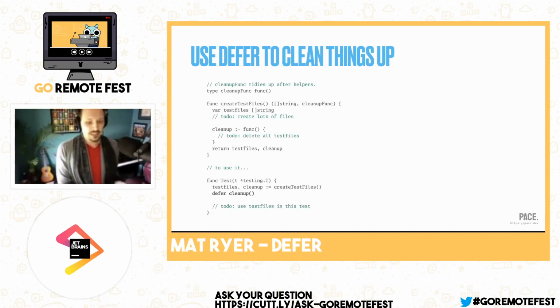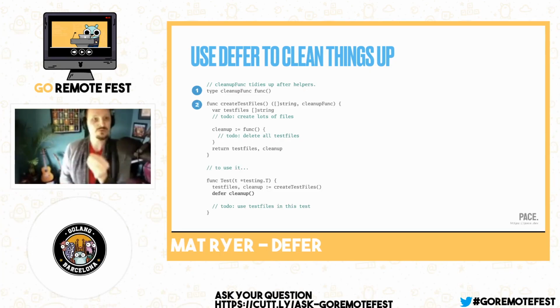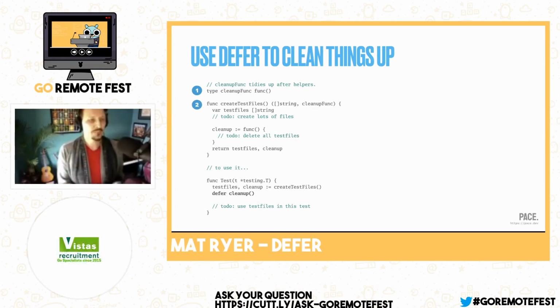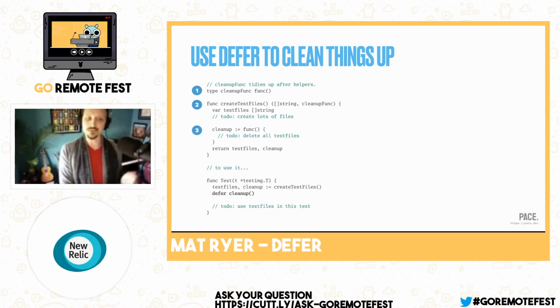You can also use defer to clean things up, and this is especially good in test files. And here's an example. So here at number 1, we've got a cleanup function, which is just a basic function type that's really just here for documentation. And then at 2, I have this helper which returns whatever it's helping with and the cleanup function. And then inside this, what we can do is just create a little function, assign it to a variable, and just return it there. So you get to delete or clean up, or in this case, delete those test files in the same place where you create them. So again, it's putting everything together neatly, which is nice.